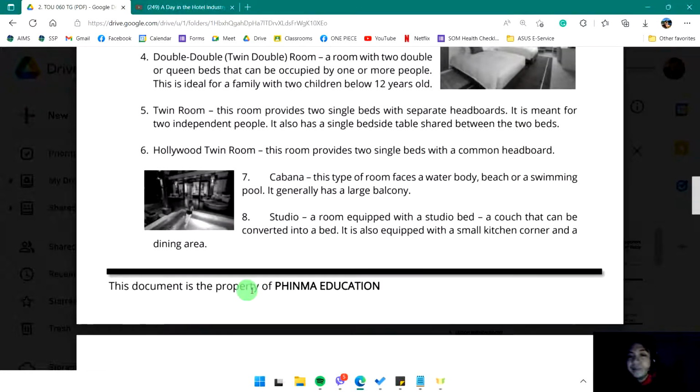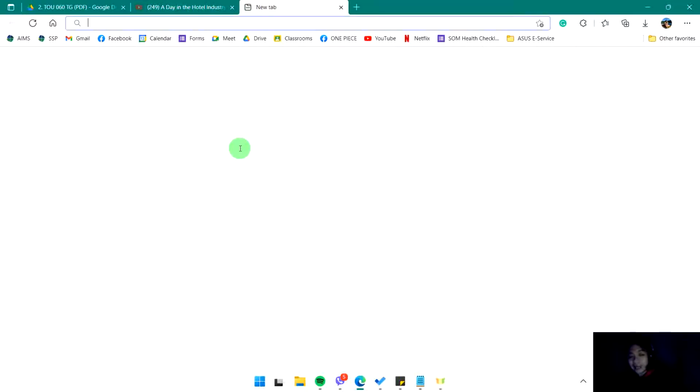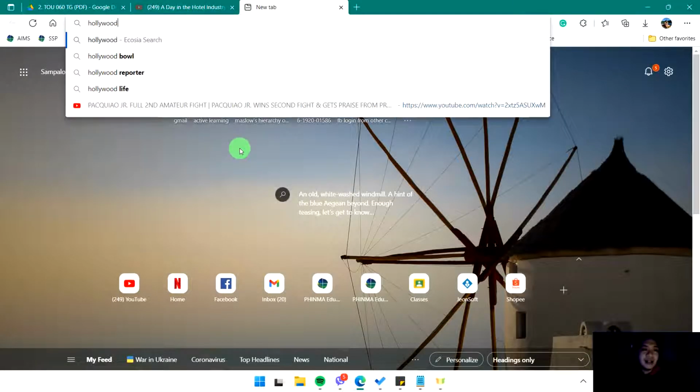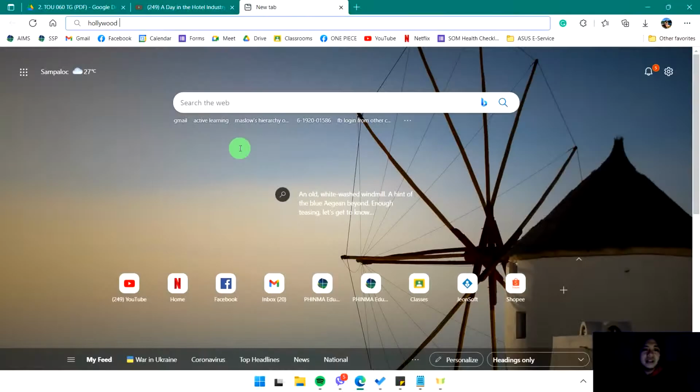Hollywood twin room. So, a Hollywood twin room is two single beds with a common headboard. This, I'm really not sure na kung ano talaga itsura niya kasi hindi pa ako nakakakita at ngayon lang ako nakarinig niyan. Pero for the sake of research, let's see if makakita tayo. Hollywood, ano yun? Hollywood twin room.